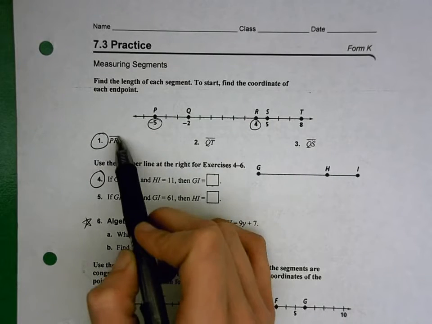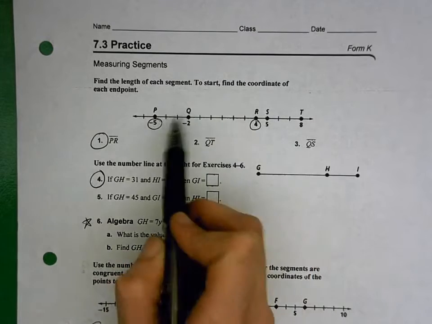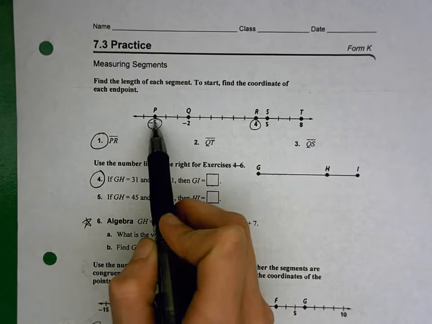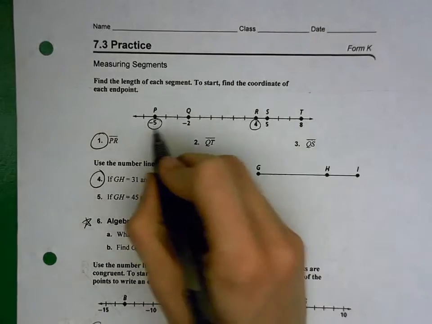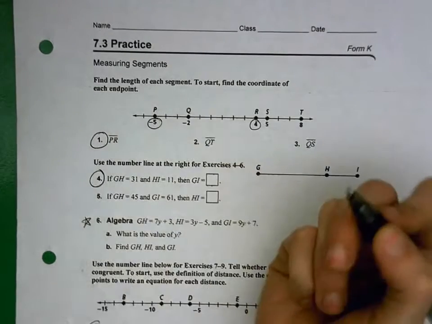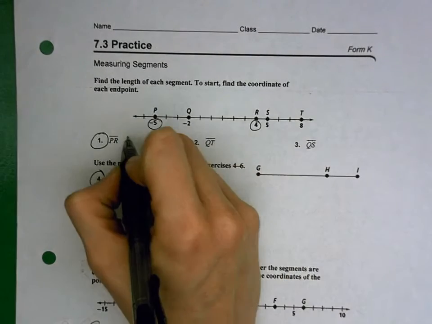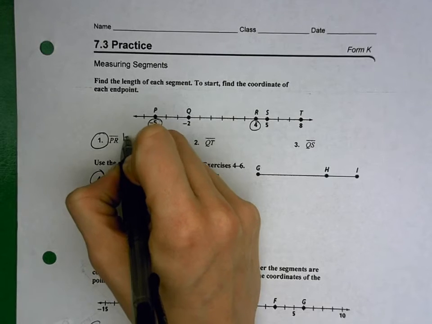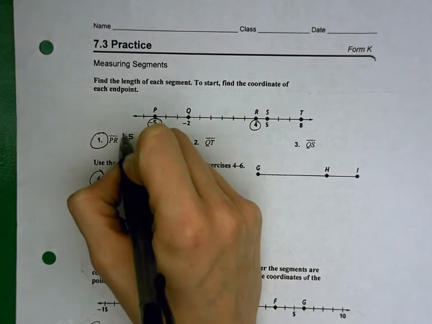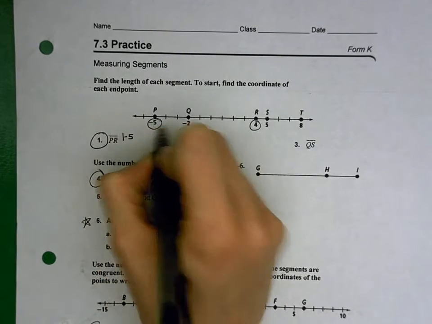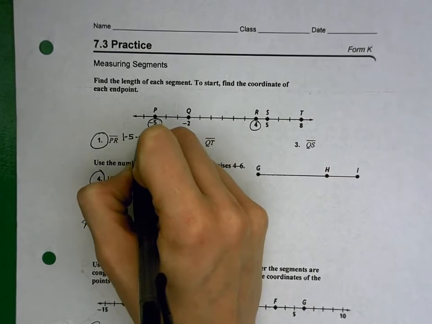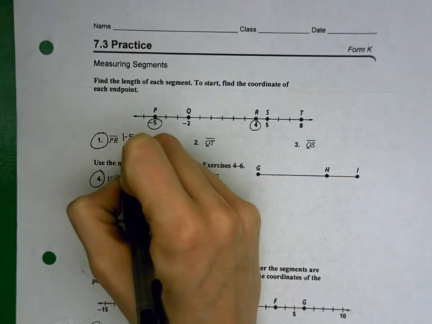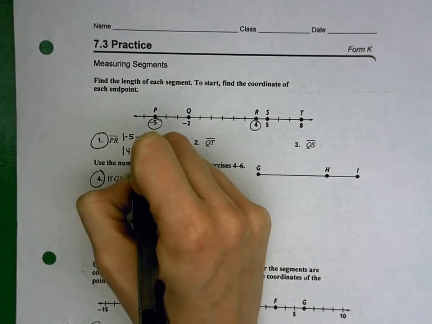To find a length, you look at the two coordinates of the endpoints, right? So P and R. P's coordinate is -5, R's coordinate is 4. And we're going to find the distance between them by subtracting, by finding their difference. Okay? The interesting thing about this is as long as we take the absolute value, it doesn't matter which order you put them in. So we can do -5 minus 4 or 4 minus -5.